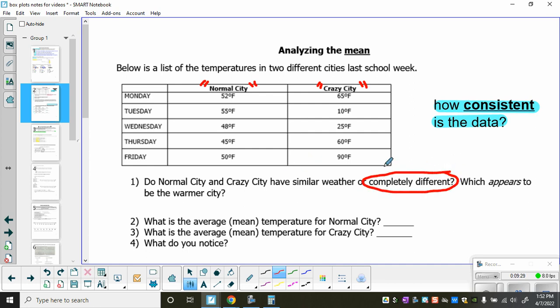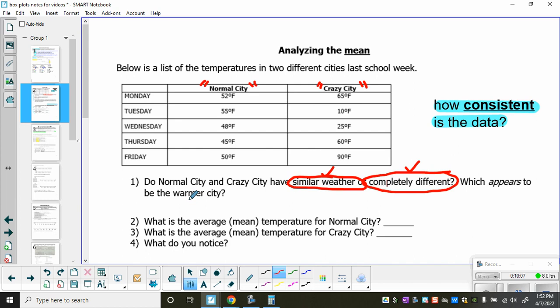We're going to explore a little bit what we mean by completely different, but we're also going to talk about why some of you might think that they have similar weather, and there's actually going to be a good mathematical reason to think this. Now, if I ask which appears to be the warmer city, personally, it looks like Crazy City to me, only because I'm seeing like 90 here and 65 also. When I think 65, I think a nice day. 60 also is generally a nice day. So to me, Crazy City might appear to be the warmer city between the two going into this.